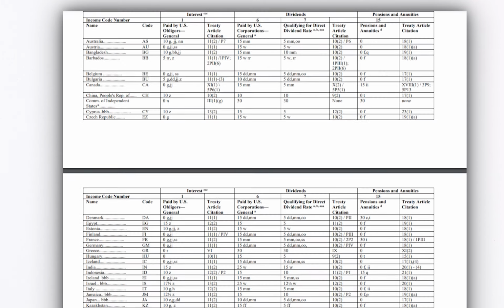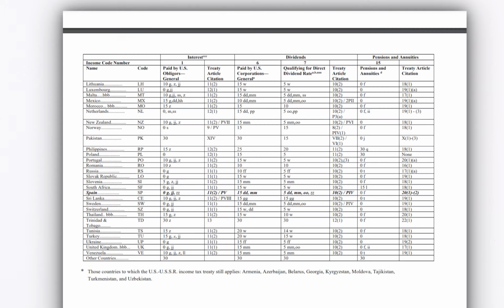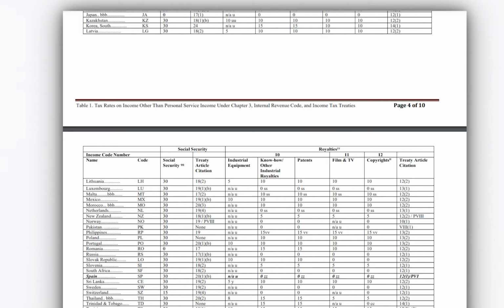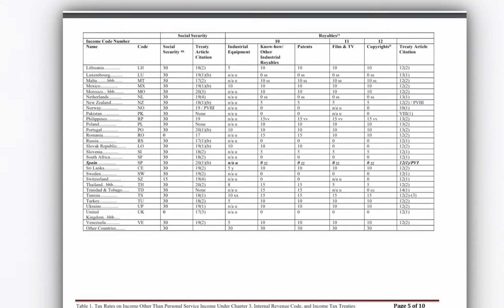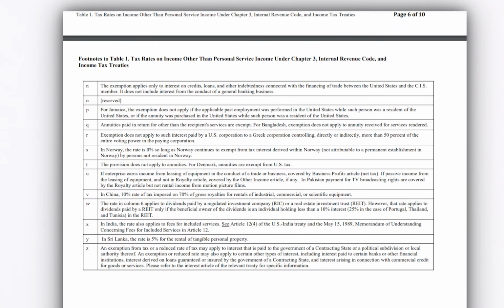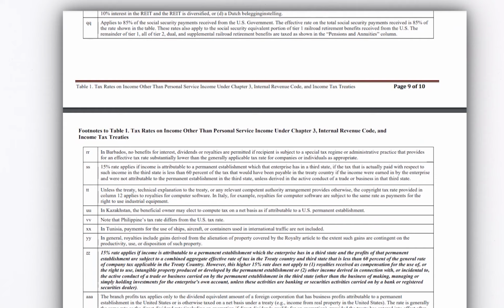On your screen you will see the list of countries with treaties with the US, and some of the interest provisions, the tax withholding rate on interest and all of that. So if you don't come from a treaty country and you're receiving interest, you may be subject to a 30% withholding.